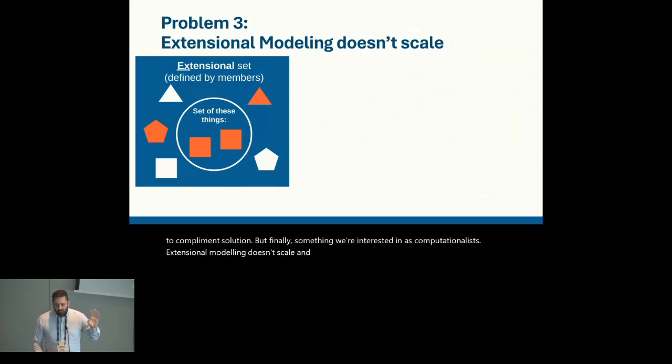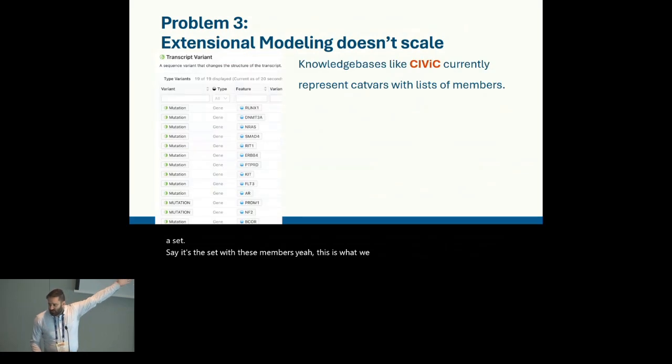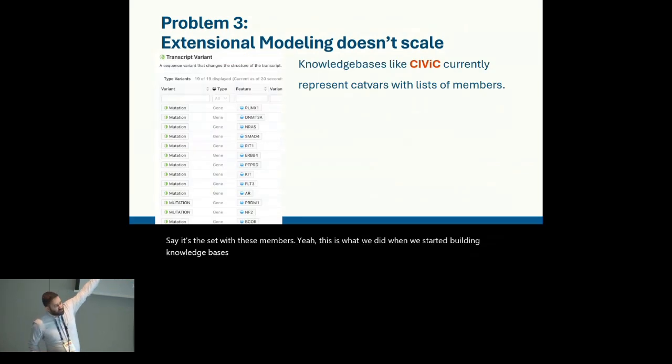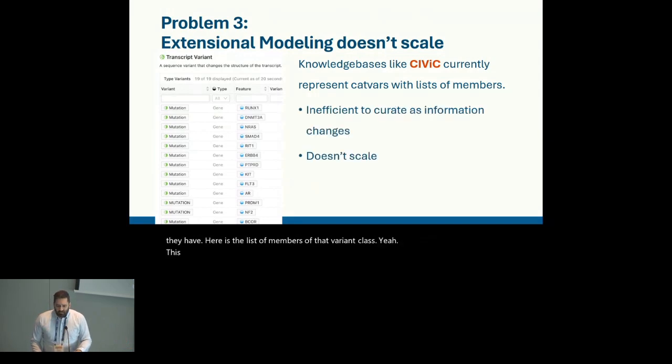And what I mean by extensional modeling is if you have a set and you say, it's the set with these members. This is what we did when we started building knowledge bases. So this is an example from CIViC where they have a particular variant and they have, here's the list of members of that variant class. This is difficult and inefficient to curate. It's a nightmare if you have to hand annotate these things. And it just simply does not scale.